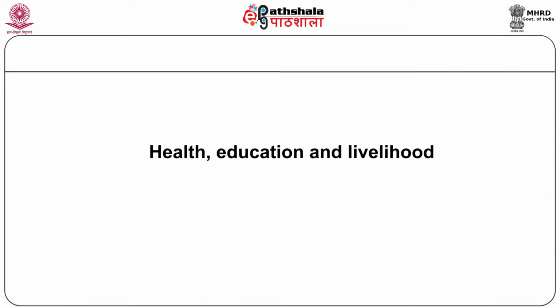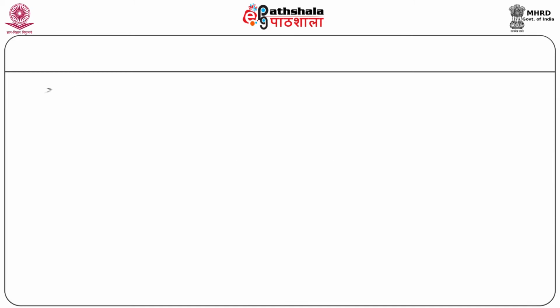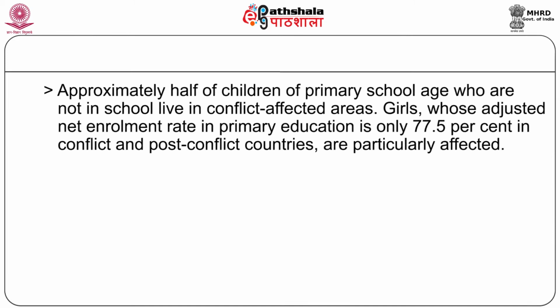Now let us discuss health, education and livelihood. Approximately half of children of primary school age who are not in school live in conflict-affected areas. Girls, whose adjusted net enrollment rate in primary education is only 77.5% in conflict and post-conflict countries, are particularly affected.